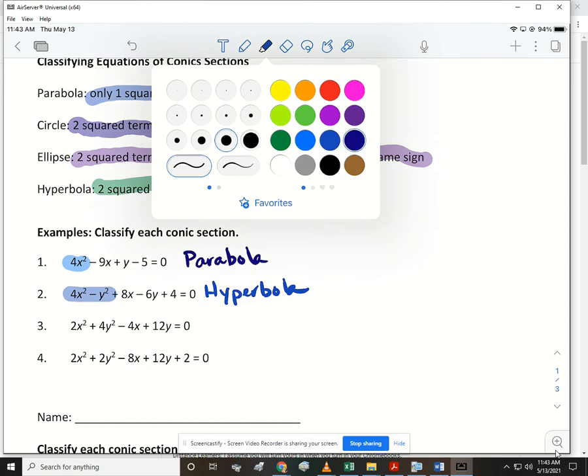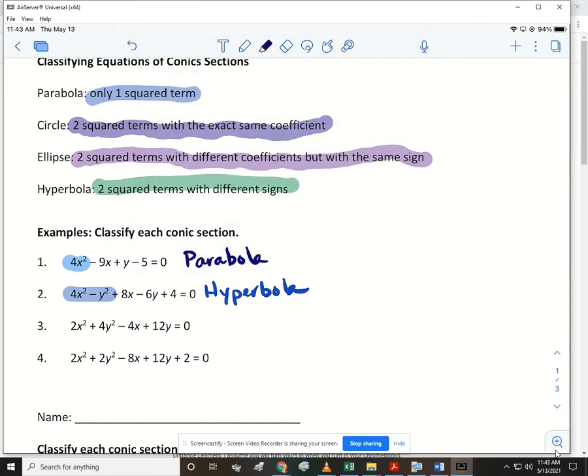Okay. Then for number 3, we're going to look at the squared terms only. The rest of them don't matter in any way. And it looks like there's two, and they have different coefficients. So one has a 4 and one has a 2, but they have the same sign. They're both positive. That makes this an ellipse.